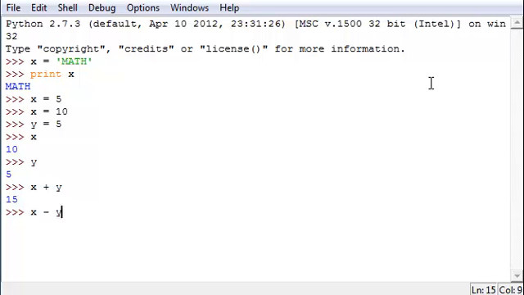X minus y is going to be 5. 10 minus 5 is 5. I was about to say, wait, no it doesn't, but it does. I knew that. So once again, it's self-explanatory. We got this. It's all good. It's clean, simple, very easy.